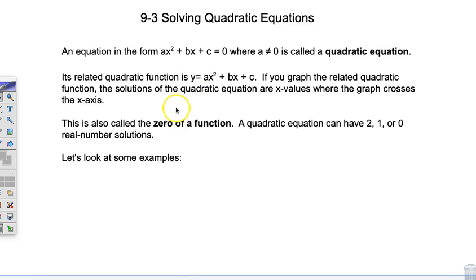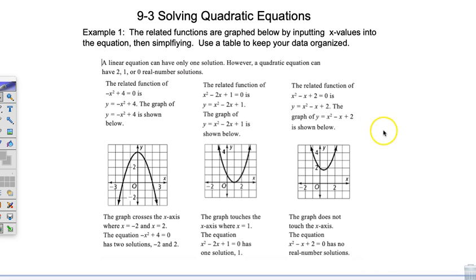When we're graphing this quadratic function, you're going to notice that at times the parabola will actually cross the x-axis. This is called the zero of a function. So a quadratic equation can have 2, 1, or 0 real number solutions. Let's take a look at some examples.